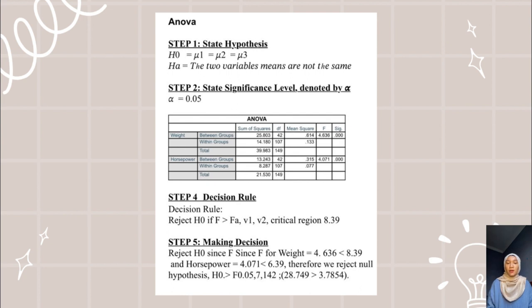Step 5, making decision. We reject H origin since F for KPL equal to 0.970 is smaller than 6.39, and horsepower equal to 0.023 is smaller than 6.39. Therefore, we reject the null hypothesis. H origin more than 0.05742, which is 228.749, more than 3.785.